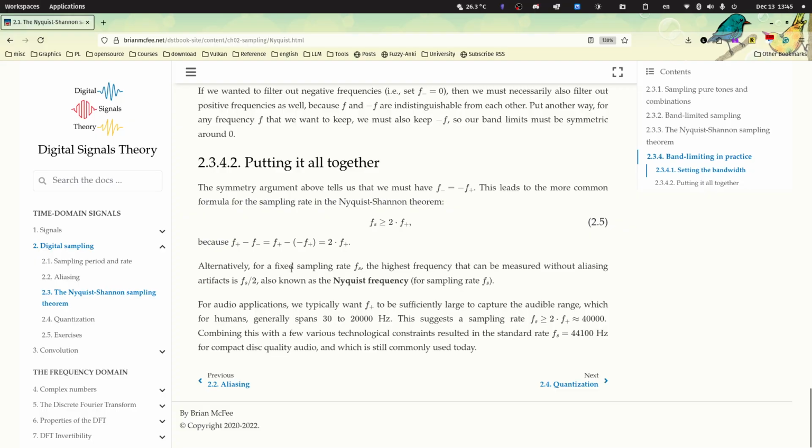Alternatively, for a fixed sample rate fs, the highest frequency that can be measured without aliasing artifacts is fs divided by 2, also known as the Nyquist frequency.